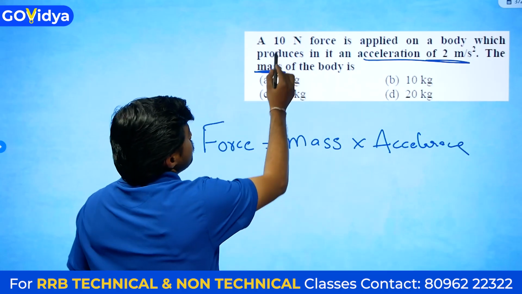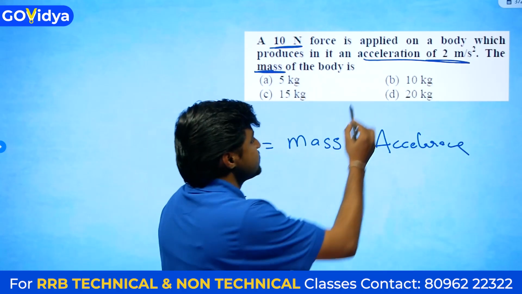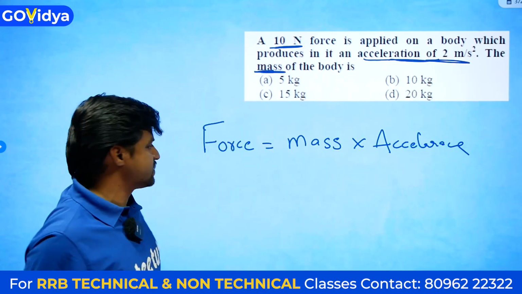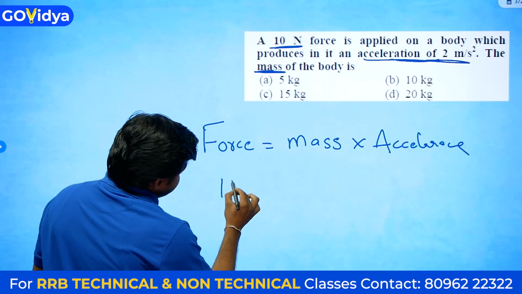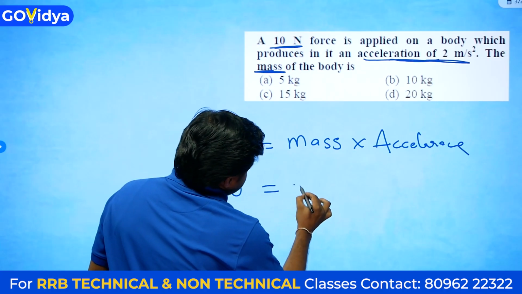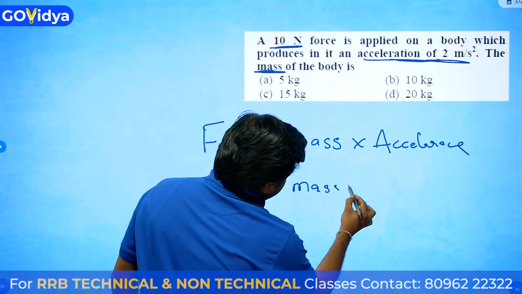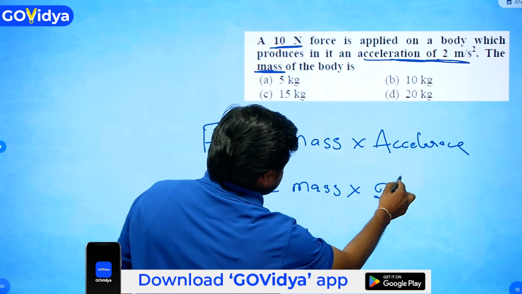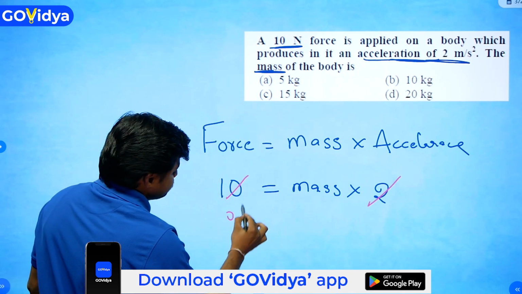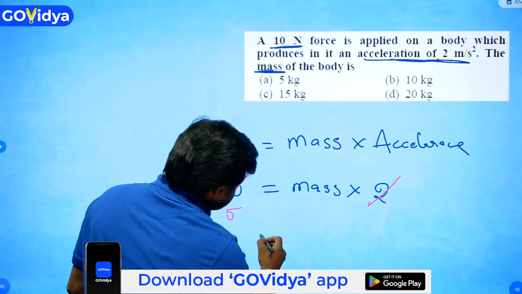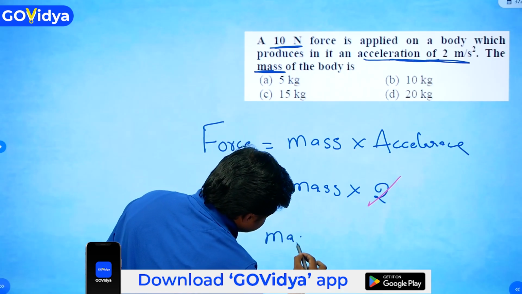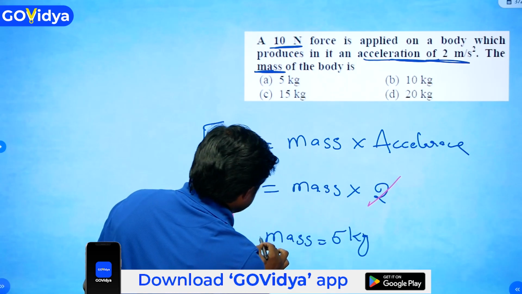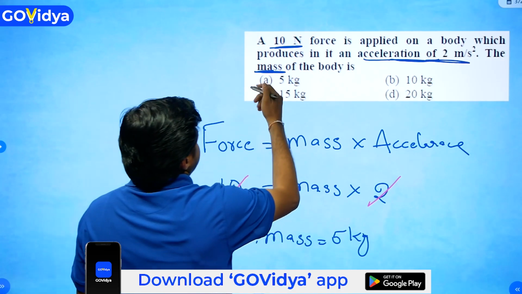In the question, force is given and also acceleration is given. Acceleration is 2 meter per second square and force is 10 newtons. Substitute: 10 equals mass into 2. We have to find mass. 2 fives are 10, so mass is equal to 5 kg. Okay, option A is the correct answer.